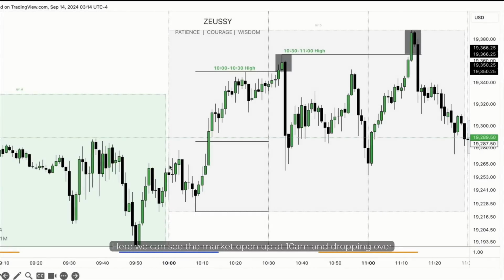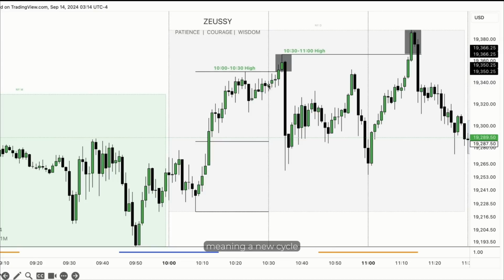Here we can see the market open up at 10 AM and it dropping lower initially to form this low. Once this low was formed, the market began to expand towards the upside aggressively. What I want you to see is that between 10 to 10:30, this is the high that formed.